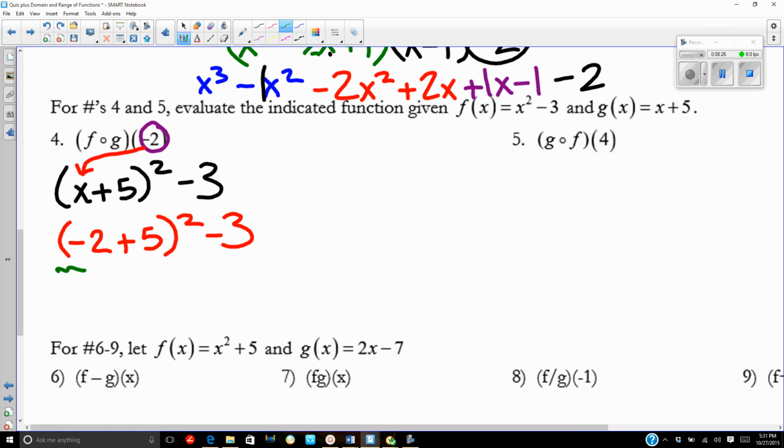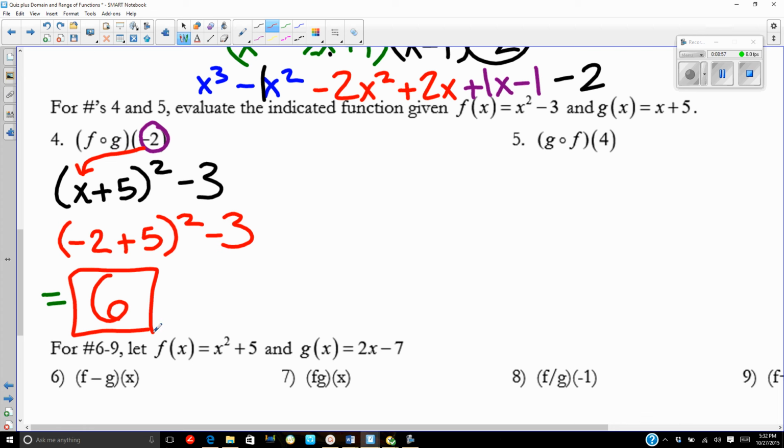And a couple options. You could just type all of this in the calculator at once to get the correct answer, or you could take it piece by piece, however you like. But ultimately, your answer to this one, I believe, should be six. Negative 2 plus 5 is 3. 3 squared is 9. Minus 3 is 6. So there's your answer to 4.